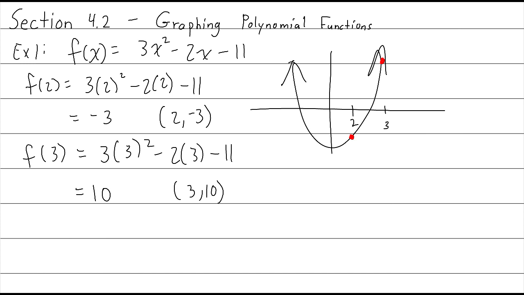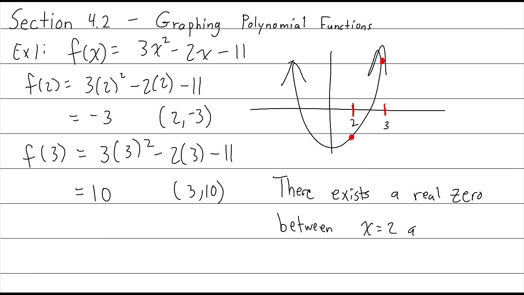Well, it's pretty obvious now, just looking at these 2 points, that somewhere in between 2 and 3, it has to have crossed the x-axis, right? It's the only way it can get from being down here to up there. So we can conclude then that there exists a real zero, or an x-intercept, between 2 and 3, where x is 2 and x is 3.